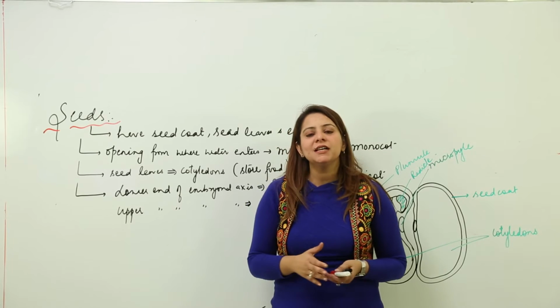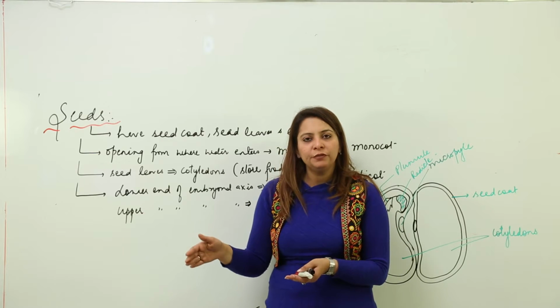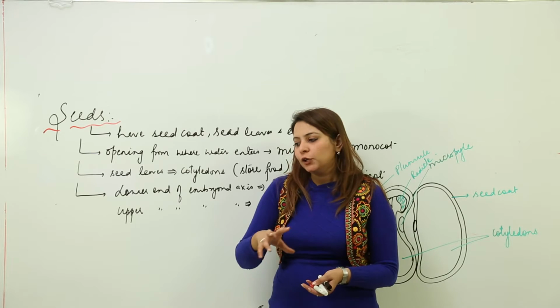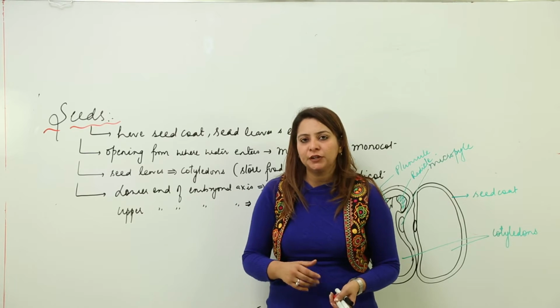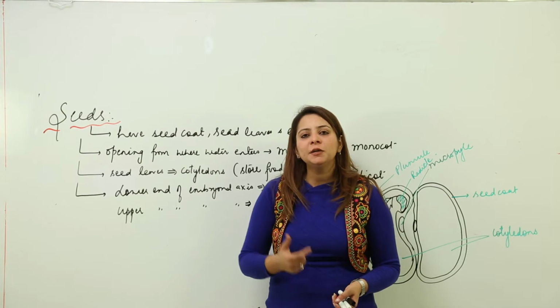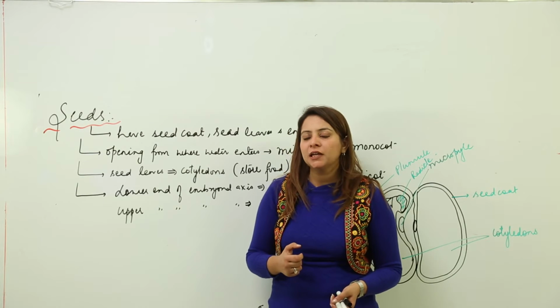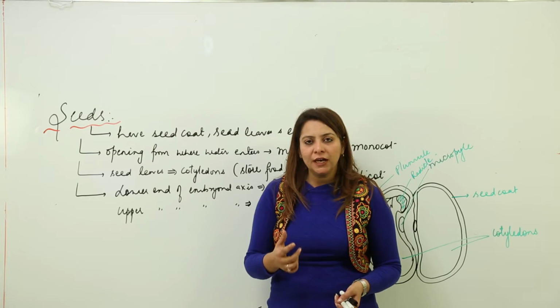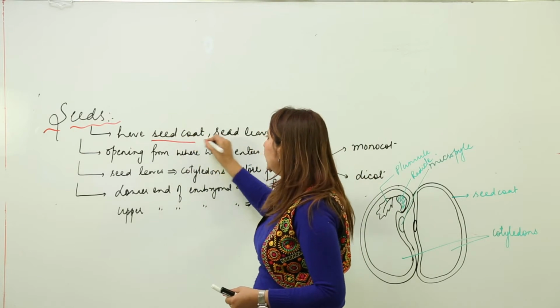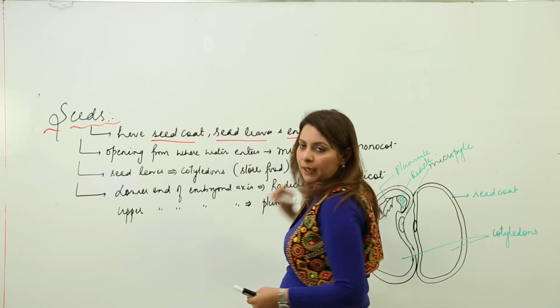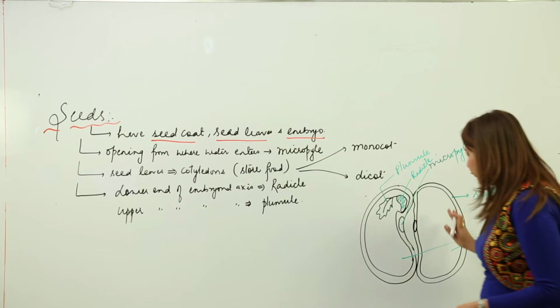Now, as we have discussed that the seed is formed finally, seed is the reproductive product, what we get after sexual reproduction. So, seed is the ultimate result of the sexual reproduction in plants. So, how do seeds look, or what do they consist of? Seeds actually consist of seed coat, seed leaves and embryo. So, this is the structure for the seed.